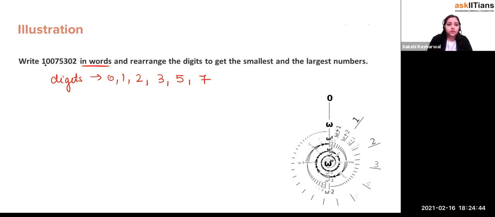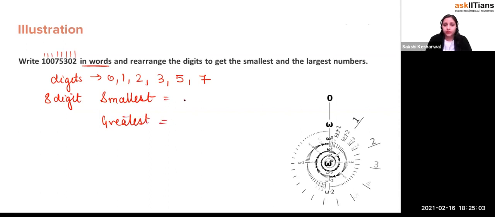So find these. It is of how many digits, beta? This is 1, 2, 3, 4, 5, 6, 7, 8. This is an 8-digit number, right? So for the 8-digit smallest and the greatest, how are you going to make it? First you make 8 lines: 1, 2, 3, 4, 5, 6, 7, 8, right?